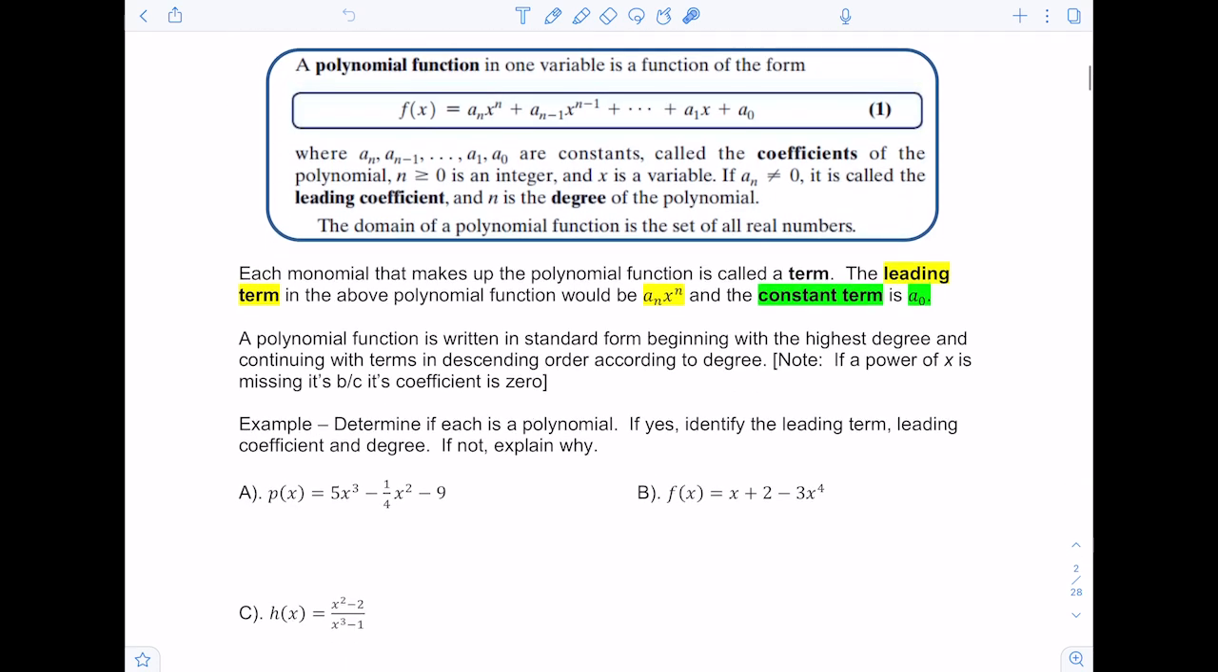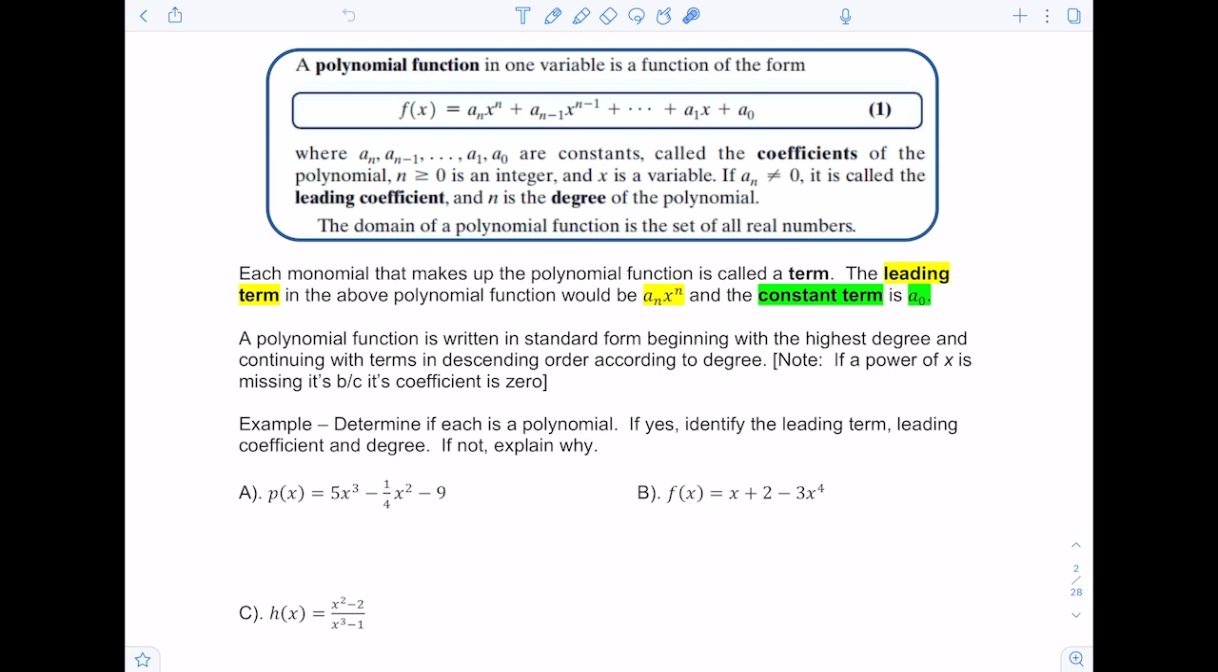Each of the pieces that make up the polynomial are called terms. So this is a term, and this is a term, and so on. The leading term in the above polynomial would be a sub n x to the nth power. And then the constant term, or the term that's just a number, is your a sub 0. When we write polynomials, we usually express them in standard form. So that's when we have the term that has the highest exponent all the way down to the lowest.